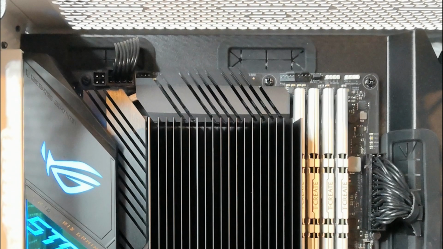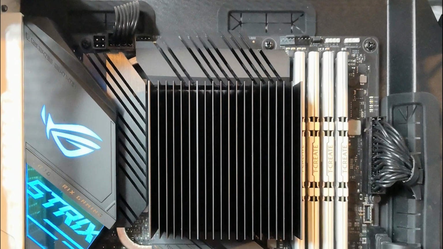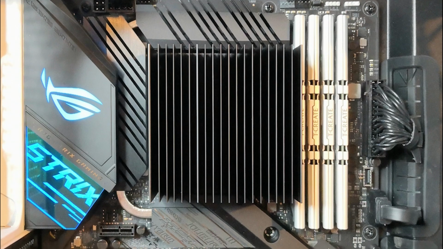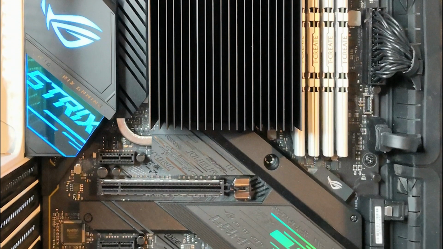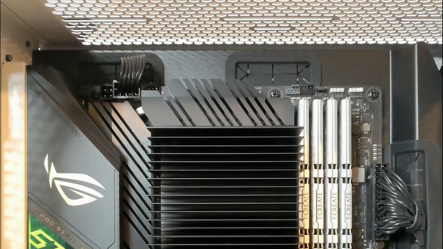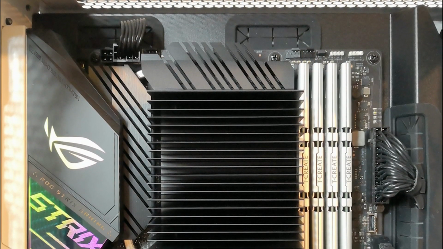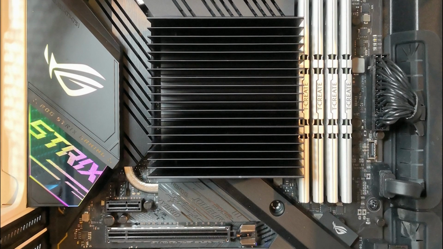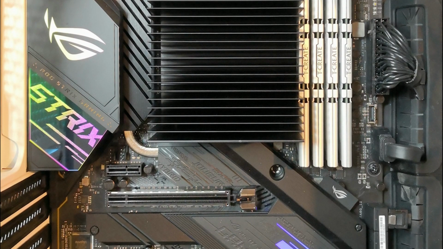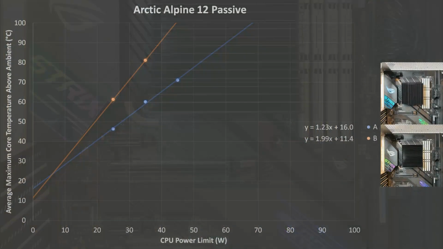I tested both orientations with no case fan, with an Intel i9-10900 and half-hour Prime 95 stress tests at various power limits. The core temperatures were recorded and averaged during each minute of the tests. The room's ambient temperature was then subtracted from the core average. The vertical orientation is blue on this graph, and the horizontal is orange.